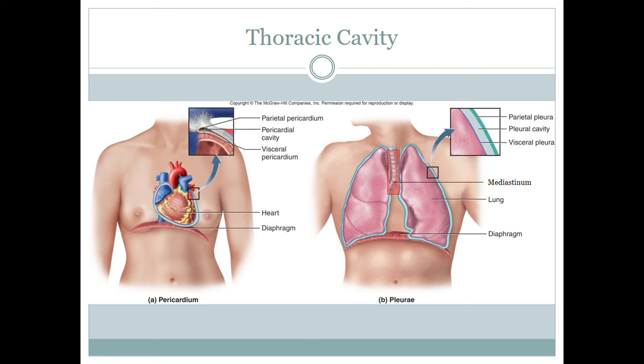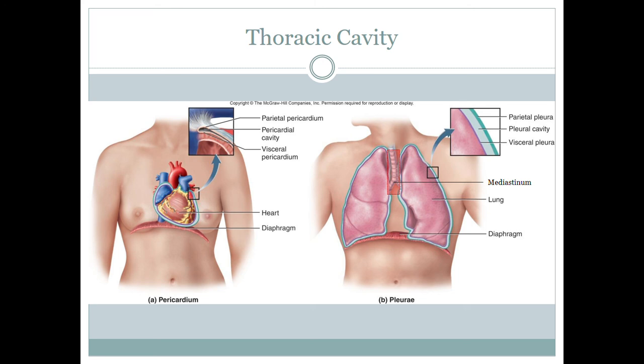So in the pleural cavities, you have a parietal pleura, which lines the inside of the cavity, and you have a visceral pleura that covers each one of the lungs. These pleura allow the lung to slide past the inside of the pleural cavity without producing friction. If the pleural membranes do get inflamed, it causes a very painful condition called pleurisy.